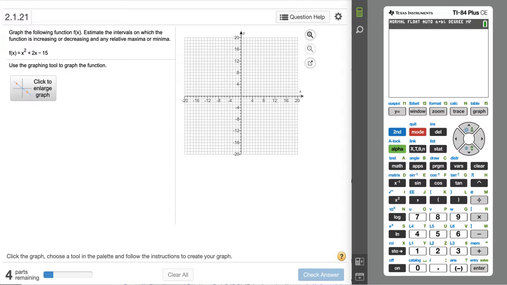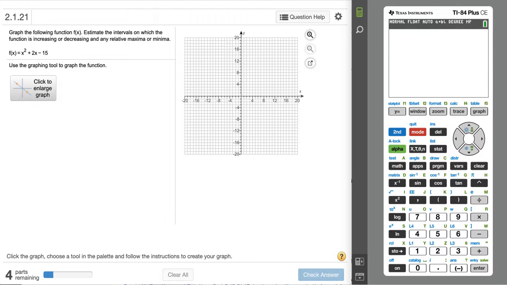Hi, everybody. I had a couple questions about this problem in the homework, so I wanted to go over this with you just to explain how you do this on MyMathLab. So the question was that you have this function f of x, and eventually we're going to estimate the intervals over which the function is increasing or decreasing and find any maxima or minima.